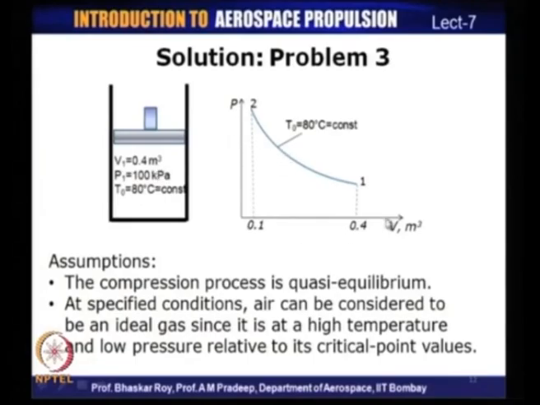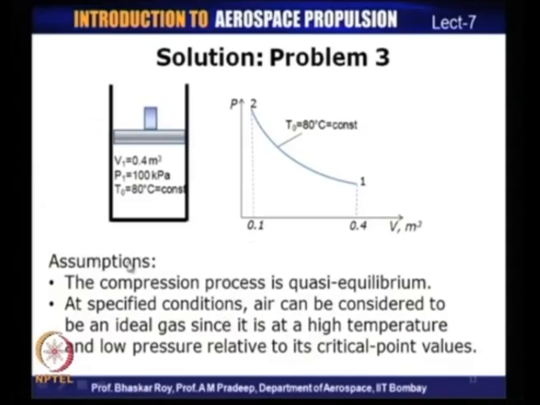So, on a PV diagram, this process would look like this. The process is initially at state 1, which corresponds to a volume of 0.4 meter cube and a pressure of 100 kilopascals. Now, following a constant temperature, that is an isothermal process, the system is compressed, which means that the volume has to decrease and the pressure has to increase. So, this is an isothermal compression process. Final state of the system is at state 2, where the volume is 0.1 meter cube.